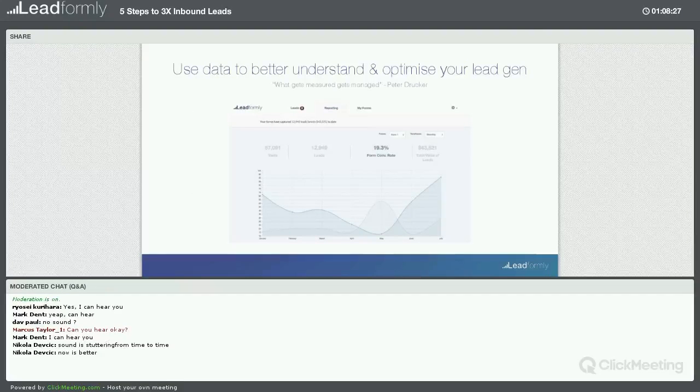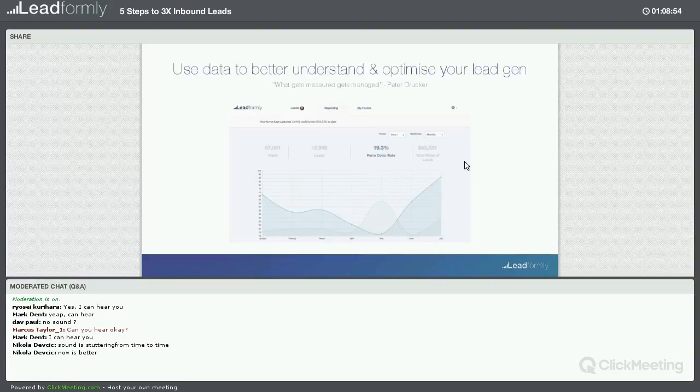So the next thing is to use data to better understand and optimize your lead generation efforts. I think it was Peter Drucker who said that what gets measured gets managed. And as we covered earlier, there's such a high point of leverage with optimizing the bottom of your funnel and optimizing your forms. This is definitely something that you want to be measuring, because if you're not measuring it, it's going to be really hard to improve your results over time.